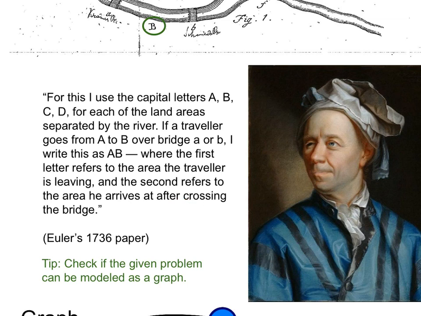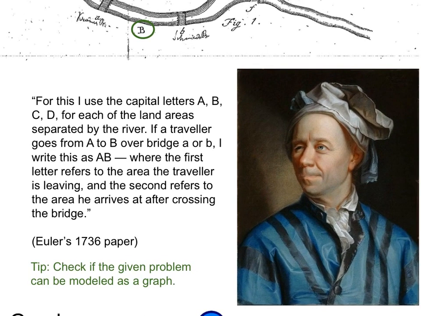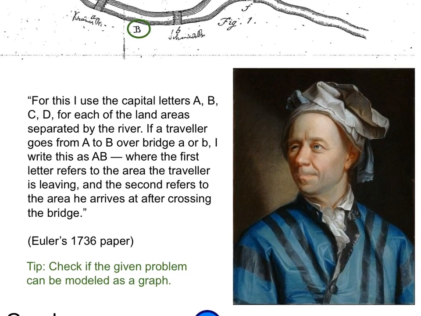So, if someone walked across a bridge from land area A to land area B, that would be represented by a pair, an ordered pair, A followed by B. And since there were 2 bridges between land regions A and B, he distinguished them by using small letters little a and little b. So this is how he was modeling the given problem as a graph.